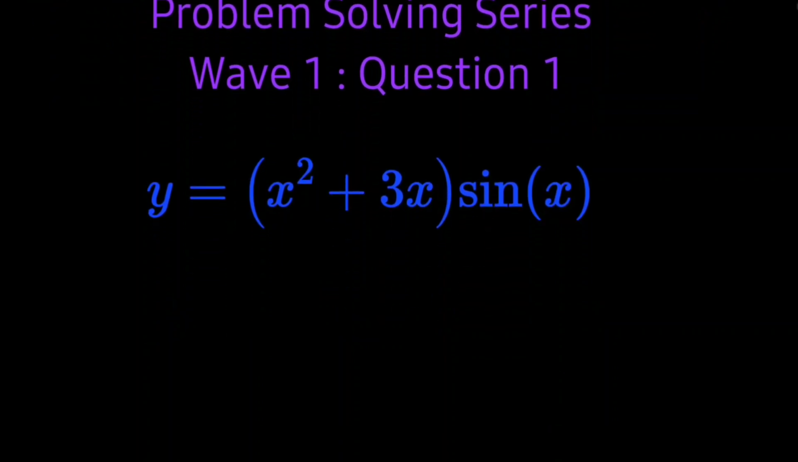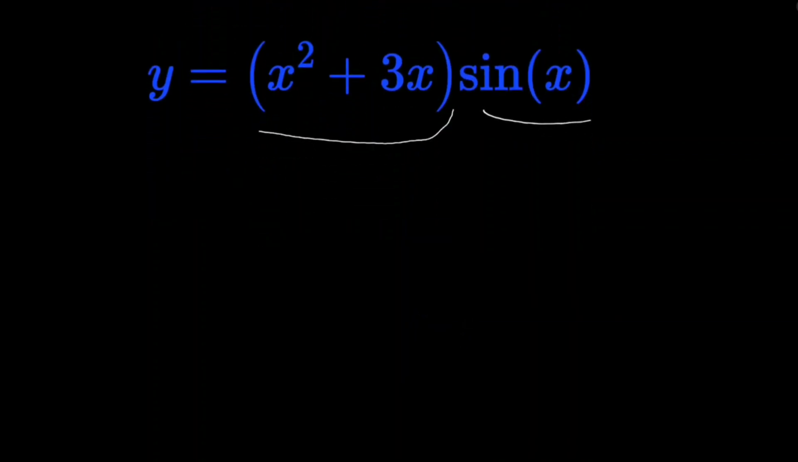The aim of this question is to differentiate y, which is equal to x squared plus 3x, all that times sine x. So first of all, when we have such a question, what is the first remark we can make? The first thing we can identify is this question is made up of two different functions, this first function and this second function, and these functions are multiplied by each other.